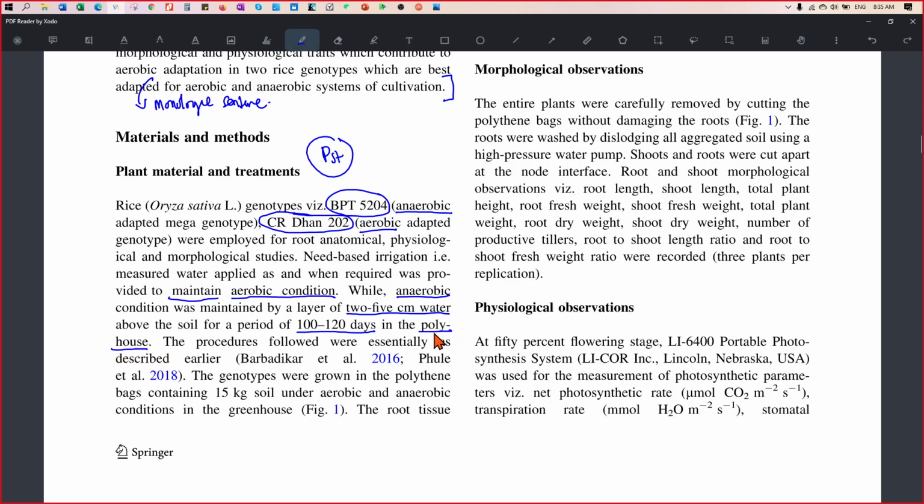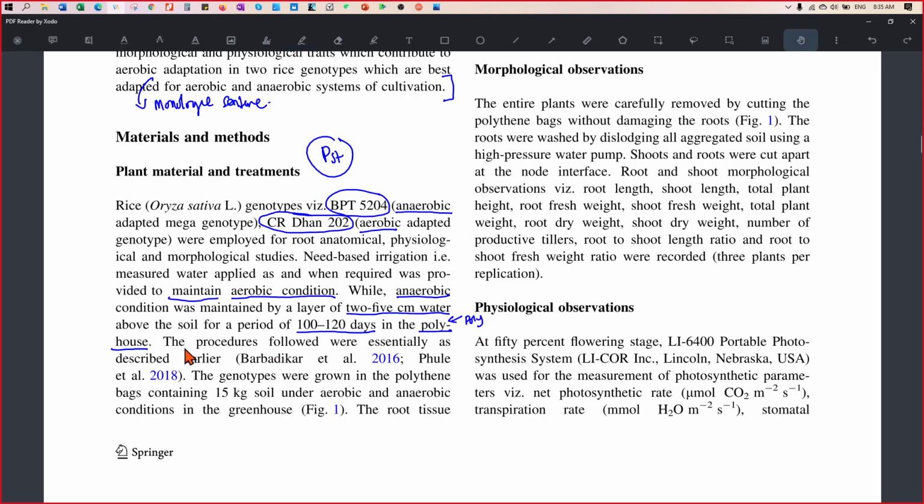What do they mean by poly house? Poly house usually refers to different kinds of polymer or substance. It can be polyethylene, polypropylene. It's just a general term for that.